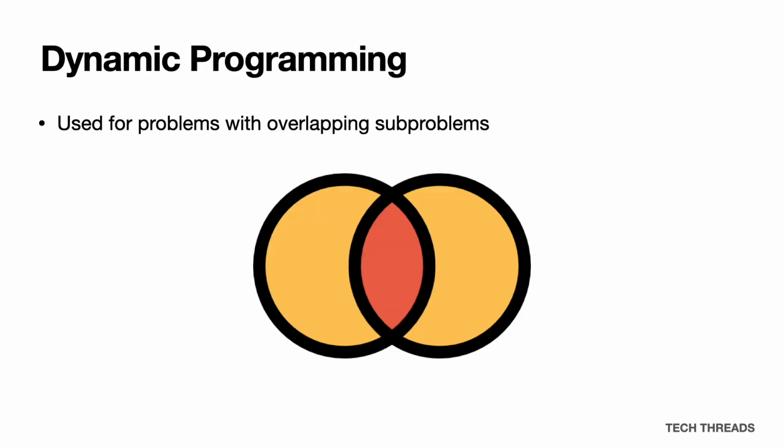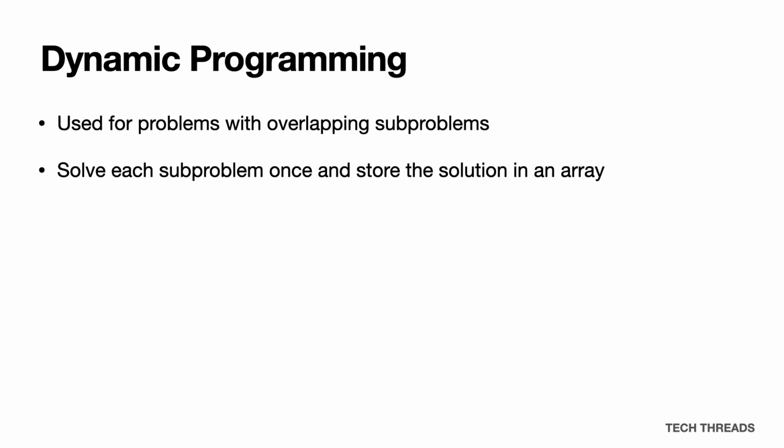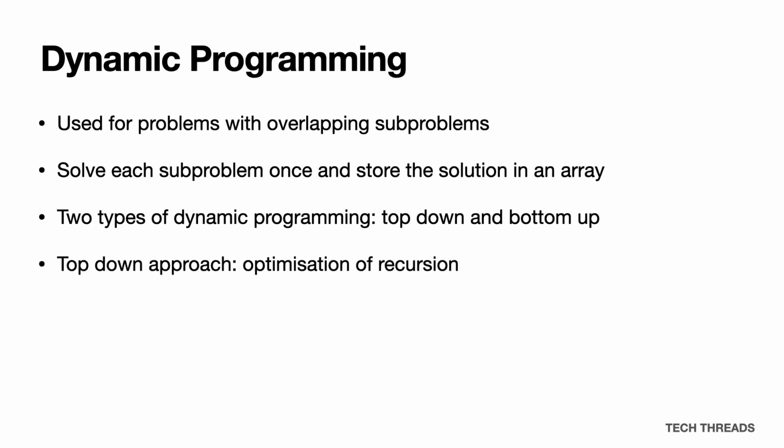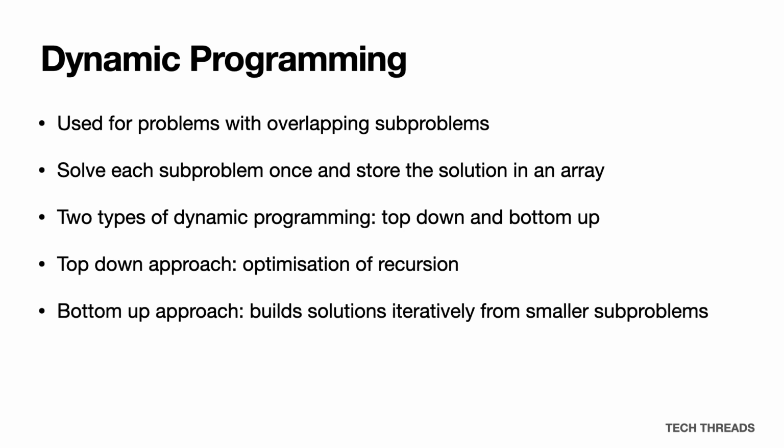Dynamic programming can only be used for problems that have overlapping subproblems. We solve each subproblem only once and store the solution in an array, so that when we come across it again, we don't need to recompute it and can instead just return the value that's already available to us. There are 2 types of dynamic programming: the top-down approach, which is an optimization of recursion, and the bottom-up approach, which builds solutions iteratively from smaller subproblems up to the main problem.